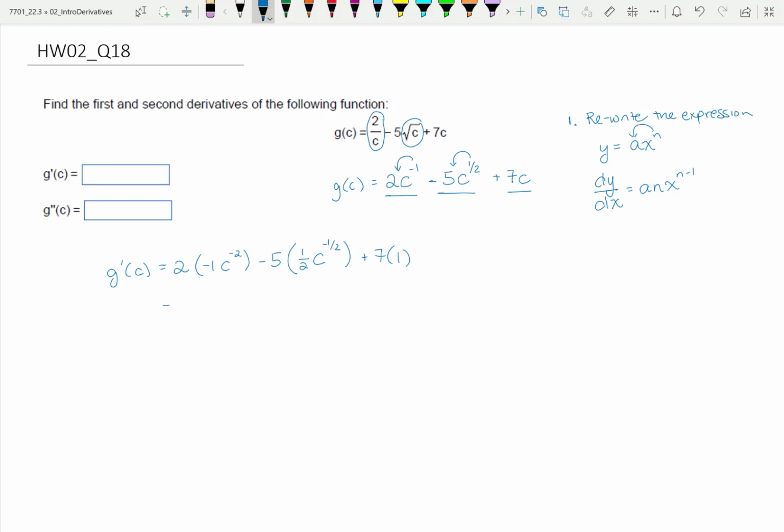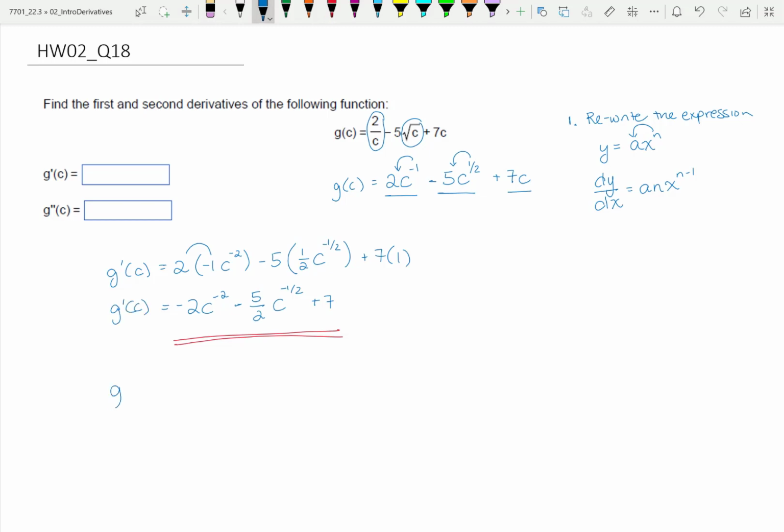Cleaning this up, I get negative 2 times negative 1, giving me negative 2, c to the power of negative 2. Minus 5 times half gives me negative 5 halves, c to the power of negative half, plus 7. So there is my first derivative, g prime of c.